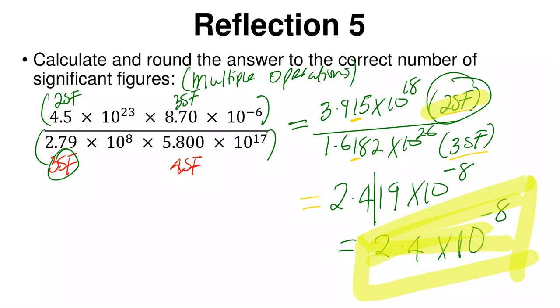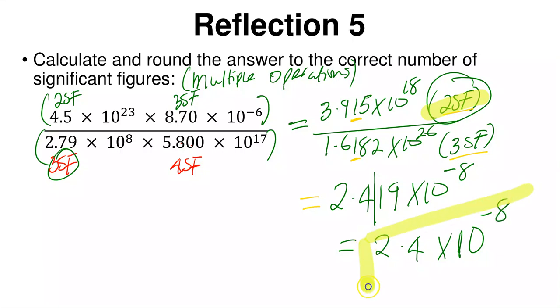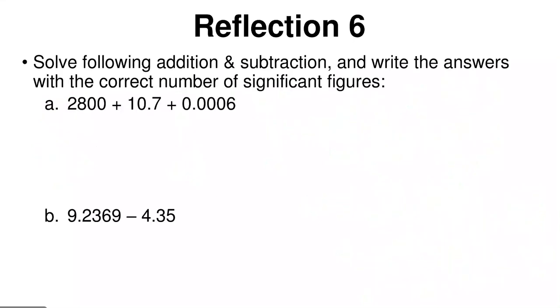Okay, that seems to have colored it that much, but I'm going to make it look better. So that is how to do problems with multiple operations. Okay, all right. So we now go to the next thing we need to cover here.